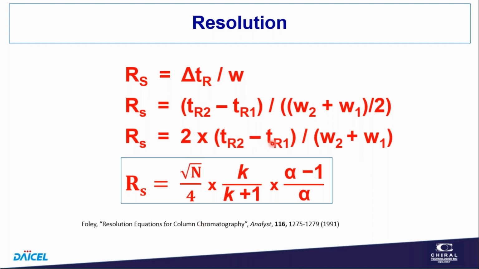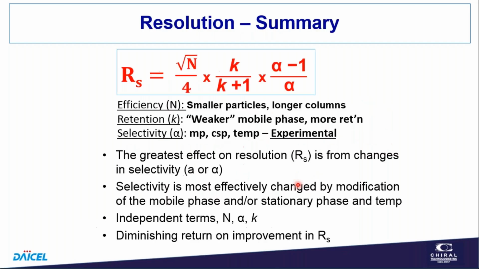But if we make some substitutions, do some algebra, we get an equation that looks like this. There are several forms of the resolution equation. I would refer you to this: Joe Foley has done, I think, a really nice job of discussing that in this publication. Fundamentally, the equations look like this, but based on some of the assumptions or the ways that you want to make measurements, you may get slightly different terms. I'm not going to go into that, but that could be important. But for our purposes, an equation like this is perfectly acceptable. A couple of things this equation tells us: these terms are multiplied together. They're independent terms, so we can affect column efficiency, retention, or selectivity independently and improve resolution.